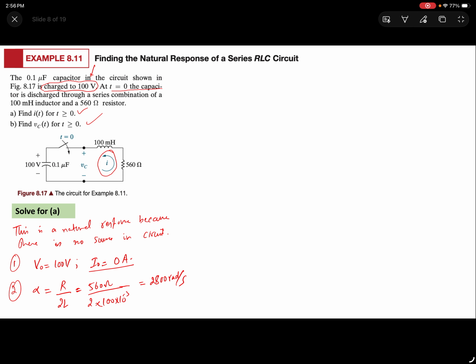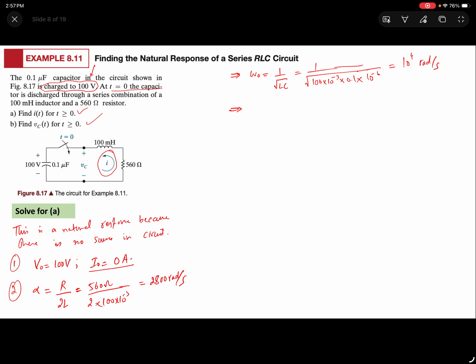Okay, so now let's find the value of omega naught. Omega naught is 1 over the square root of LC. L is 100 millihenry, which is 10 to the minus 3 times... I mean 100 times 10 to the minus 3, times the capacitor, 0.1 times micro, 10 to the minus 6. It is going to come out to be 10 to the 4 radians per second, and 10 to the 4 is 10,000, right?